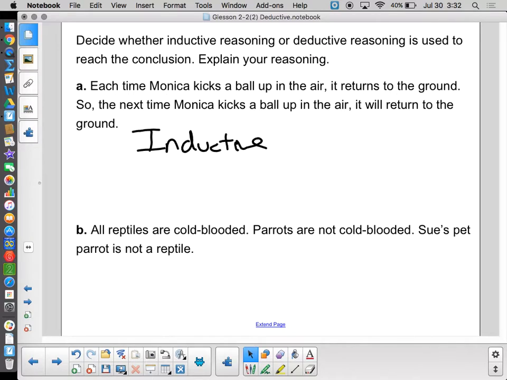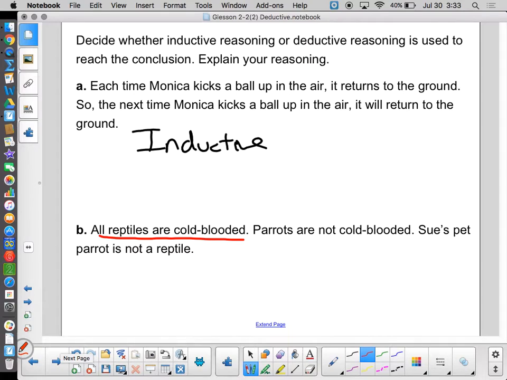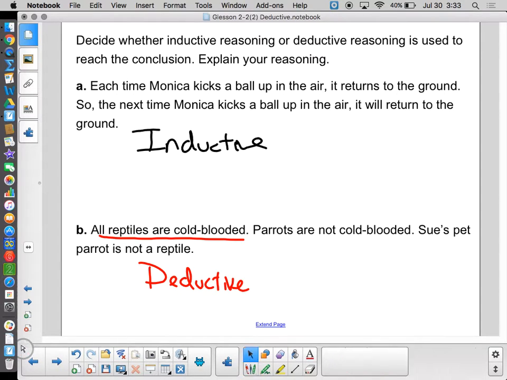Part B: all reptiles are cold-blooded. Parrots are not cold-blooded. Sue's pet parrot is not a reptile. Okay? Not evaluating the truth or falseness of it, is that based on observations or facts? In this case, all reptiles are cold-blooded. That is a fact, just a fact about reptiles. Parrots are not cold-blooded. Sue's pet is not a reptile. This is deductive reasoning. That is an example of deductive reasoning.